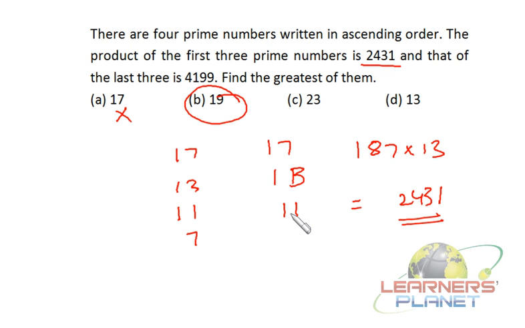We should not go for any sort of cross verification for the other 3 numbers, that is 13, 17 and 19. We can just match the unit digit, that is 3 into 7, 1 into 9, 9, which matches over here. Since no other combination can produce these numbers, that is 2431 and 4199.